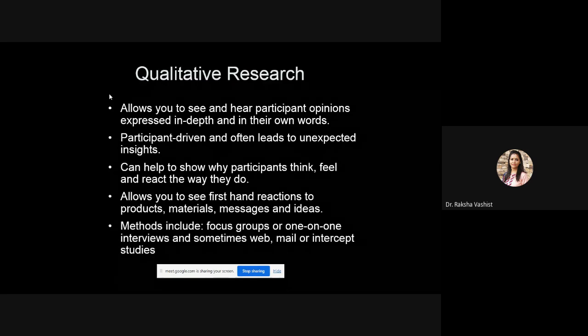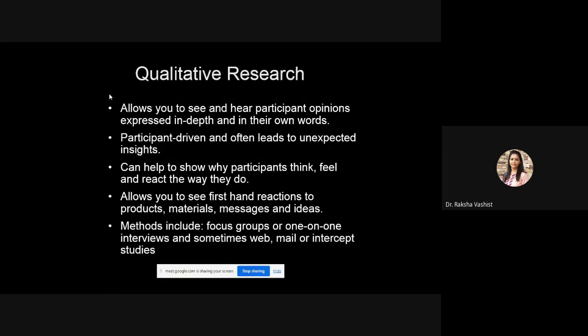Then we have qualitative research. Now, qualitative research does not deal with the quantities of the data, does not deal with the numbers of the data. It does not include any numbers which can be measured. Okay, it allows you to see and hear participant opinion expressed in depth and in their own words, right? So it includes the survey method, focus group method, one on one interview method, and sometimes web mail also.